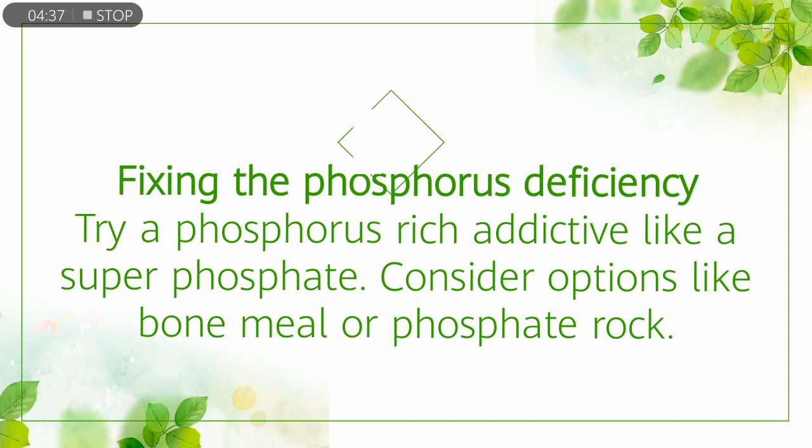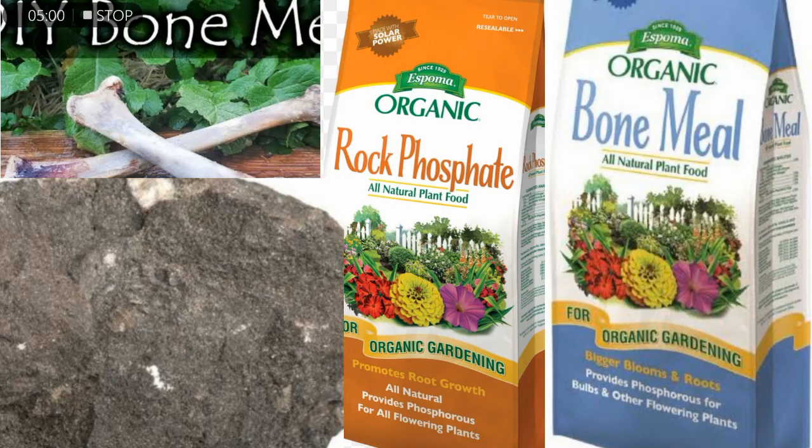If you are supplying an overdose to the plant, that affects your plant most probably. Instead, try a phosphorus-rich additive like superphosphate. You can also consider options like bone meal or phosphate rock. Just remember to choose the correct product for your growing medium. Here you have some pictures: that is the bone meal, the phosphate rocks, and the chemical fertilizer for the phosphorus concentrations.